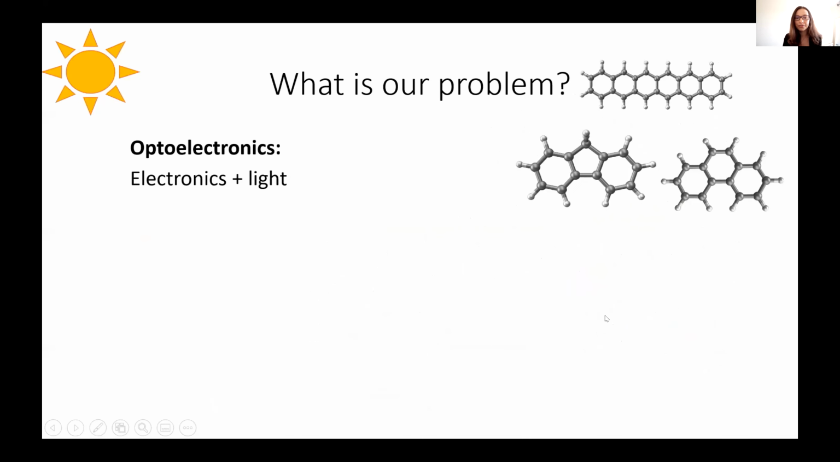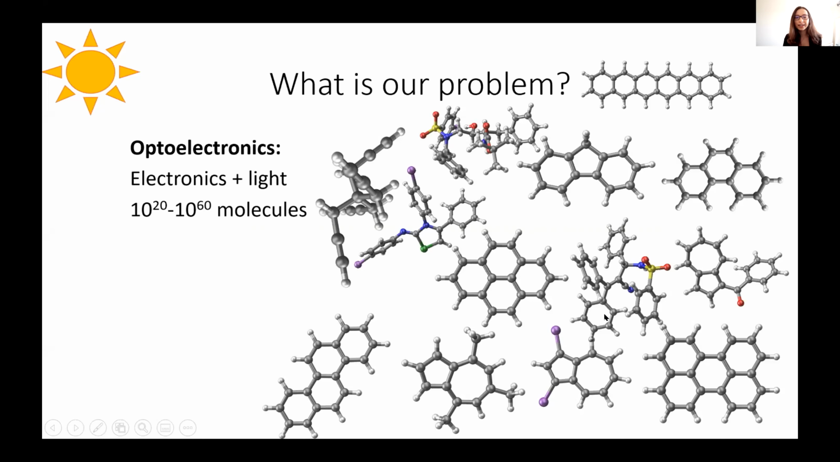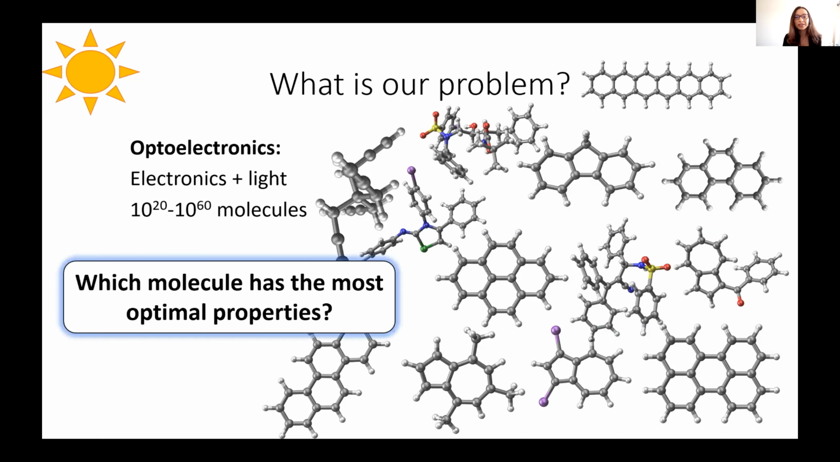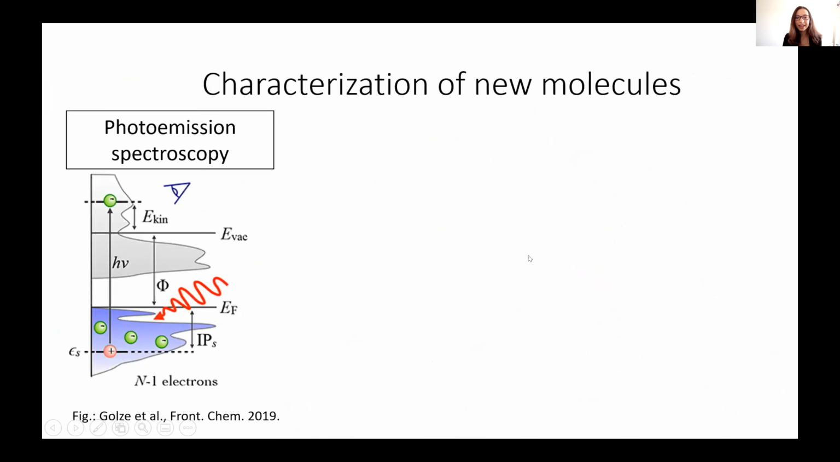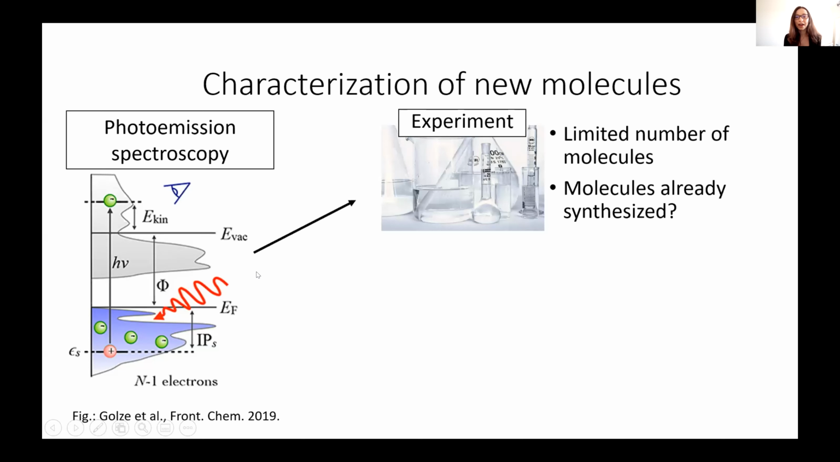and dependent on whom you ask, you end up with about 10 to the power of 20 to 10 to the power of 60 molecules that could be of potential relevance to this research field. So if you want to decide which molecule is best for your purpose, it can get quite difficult. And these molecules can be characterized with photoelectron spectroscopy, and the charge transport properties are usually characterized by the level alignment of the donor and the acceptor molecules. So for instance, we can use photoemission spectroscopy to probe the occupied states. And we can do this either by going to the lab, synthesizing the molecule, and then measuring it.